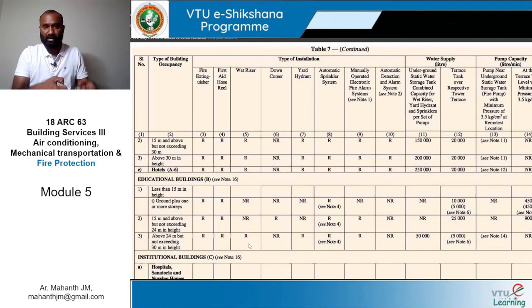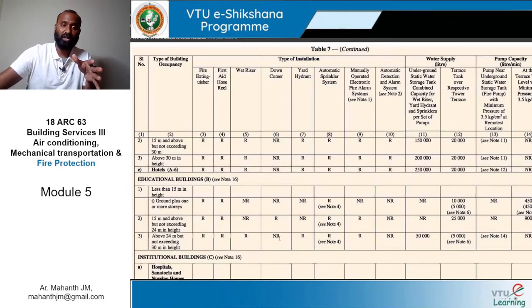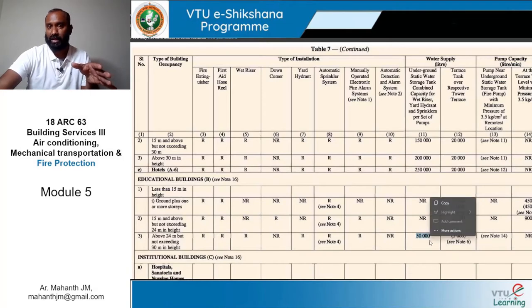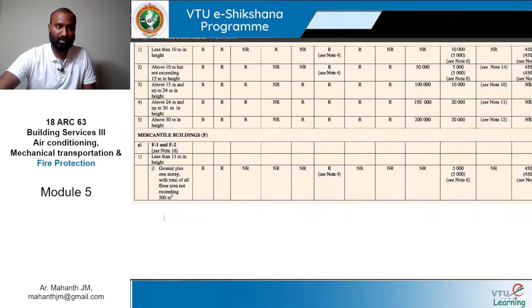So we have these wet and dry risers to which we connect our fire hose reels and go to the respective floors and fight fire. All right. So that is when the requirement of wet riser comes in. They say downcomer is still not required. We are talking about it in the Indian context. And yard hydrant is required, and automatic sprinkler systems. So basically the values here, underground, they say it is needed. Some of these values keep changing, and this they say is not required. They also say see note 14 to understand what the pump capacity talks about. Let us quickly see note 14 before we move from this table.